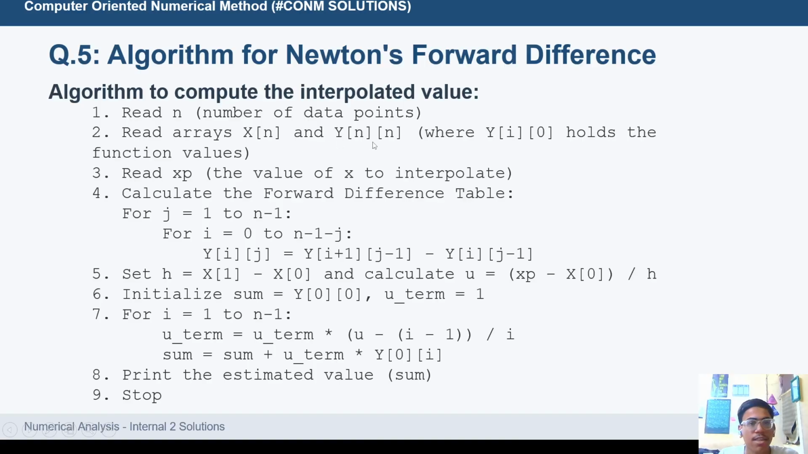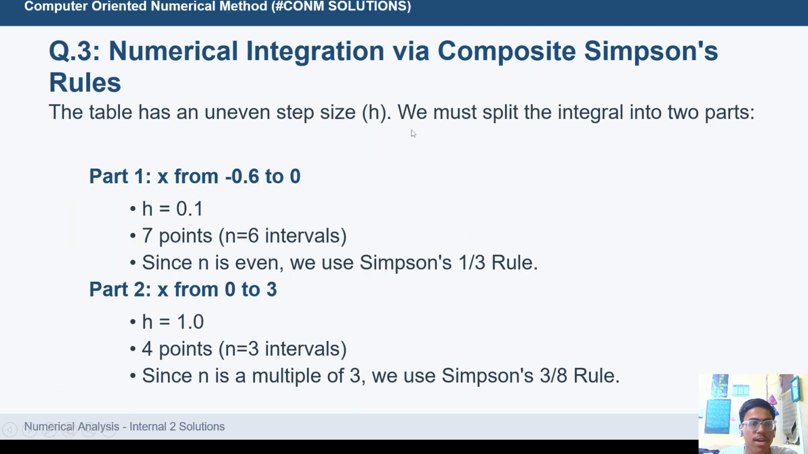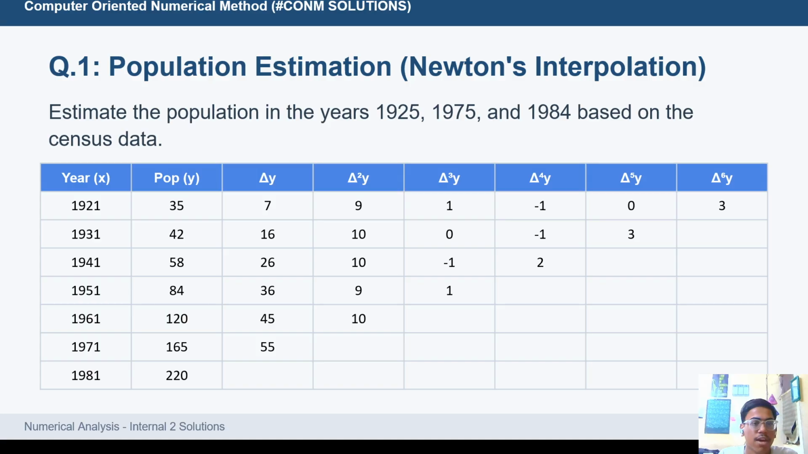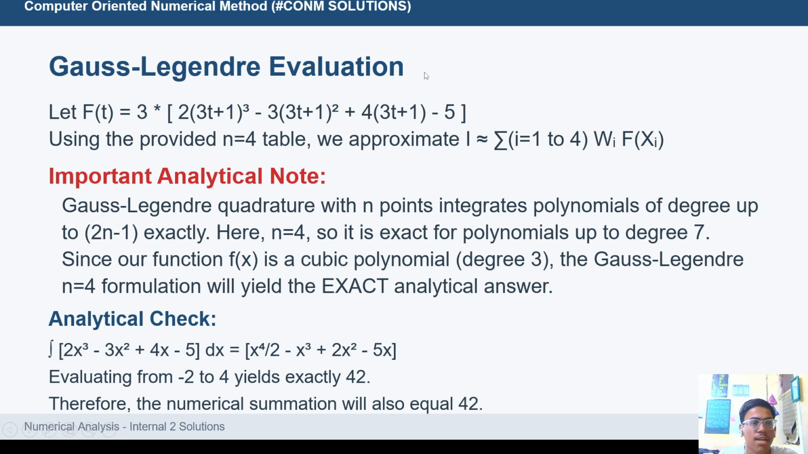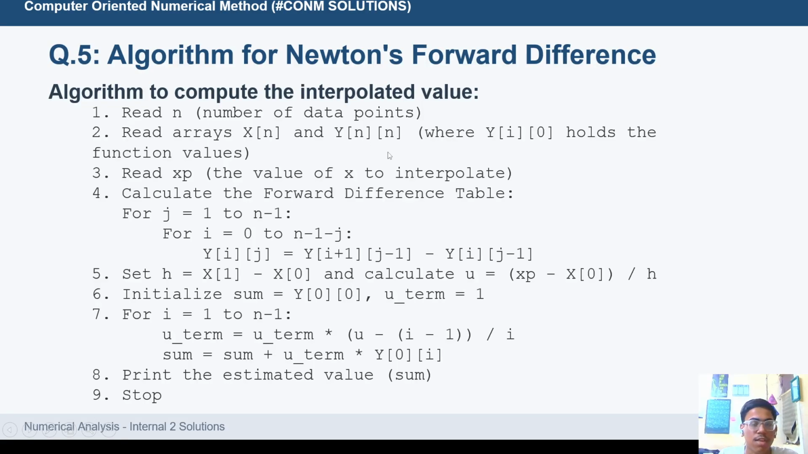Then we will read the arrays x[n] and y[n]. So what are x[n] and y[n]? These are the values. We will read these arrays, this array and this array. So this is the second part.